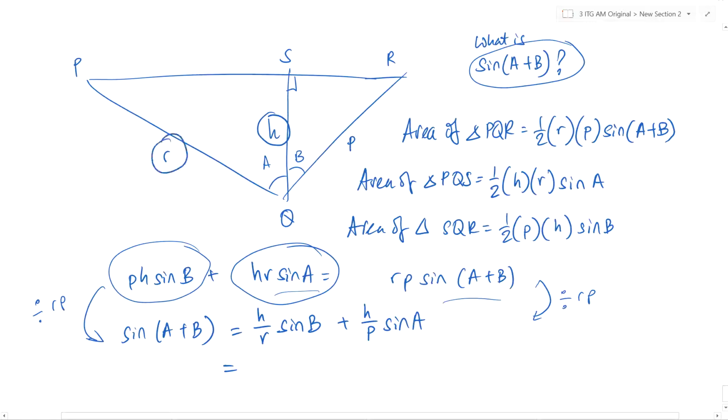H over R. It's a ratio, right? What exactly is this ratio? This H over R. Cosine? Is it cosine? Cosine what? Cosine A. Adjacent over hypotenuse. Okay, this is cosine A. Okay, next. H over P, what's that? Cosine B. Sine A. Proven.